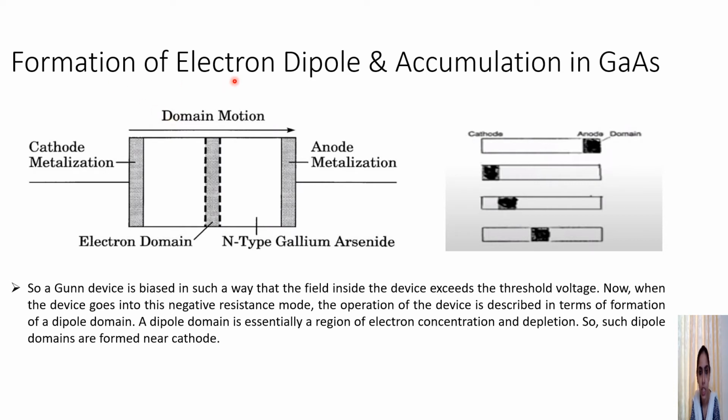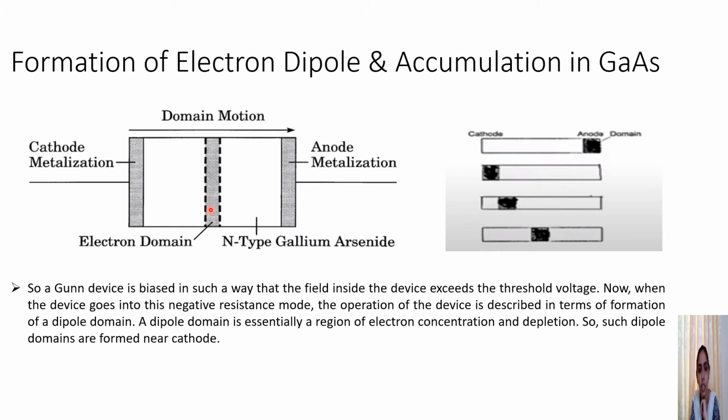So here we are discussing the formation of an electron dipole and the accumulation in a gallium arsenide sample. What we are going to do is increase our electric field above the threshold. Above the threshold, when we are increasing the electric field, it is a voltage control mode. So a high field domain is formed separating the low field domain. And remember how it is getting formed.